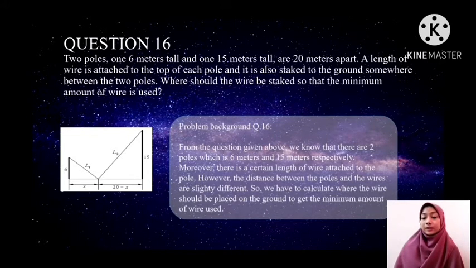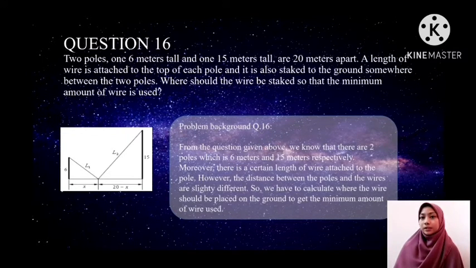After reading the statement given, we found a keyword that could help us to identify the topic related to this question, to make sure that we answer this question correctly. The keyword can be found at the last sentence of the statement, which is the word minimum. The word minimum clearly shows that this question is related to a differentiation topic, which is maximum and minimum. After reading the statement again, we found that the main problem for this case is where should the wire be staked to make sure that we use a minimum amount of wire.